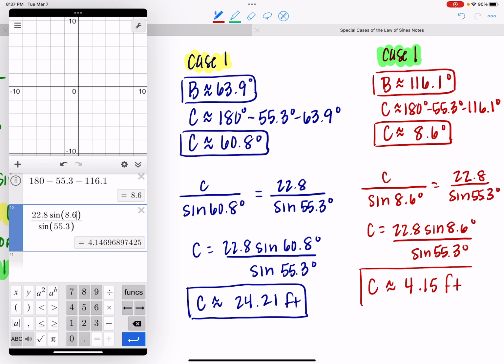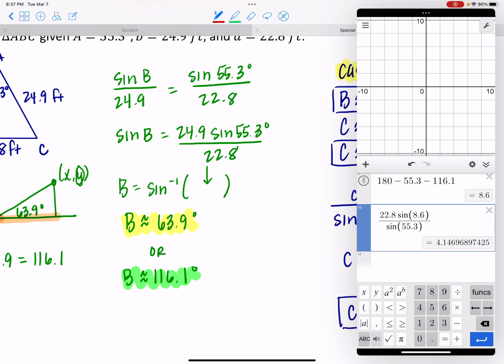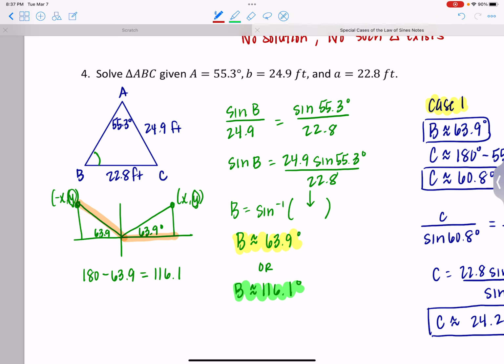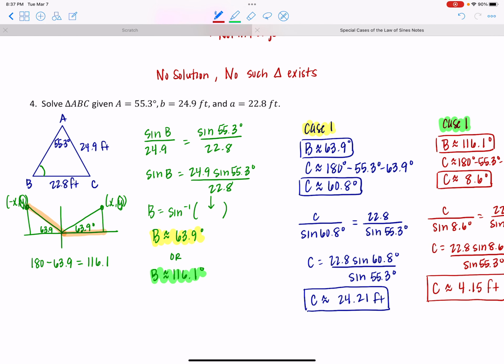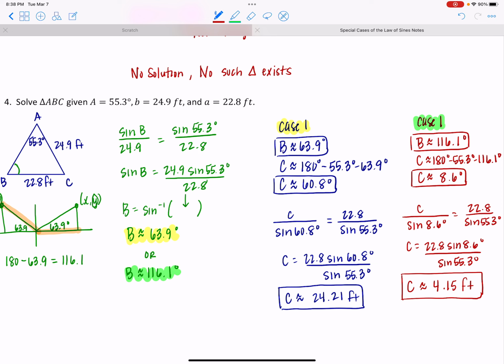We solved for both cases. So with the side and angle that was given in this particular case, it does make a triangle. The thing is, the triangle could be one of two things. And so both of those cases are now solved for, and we are good to go.